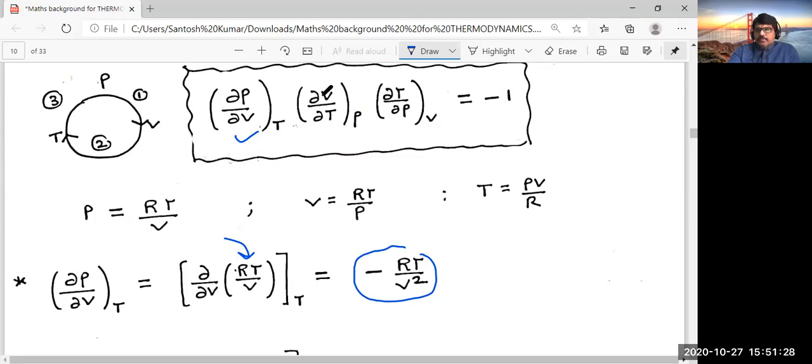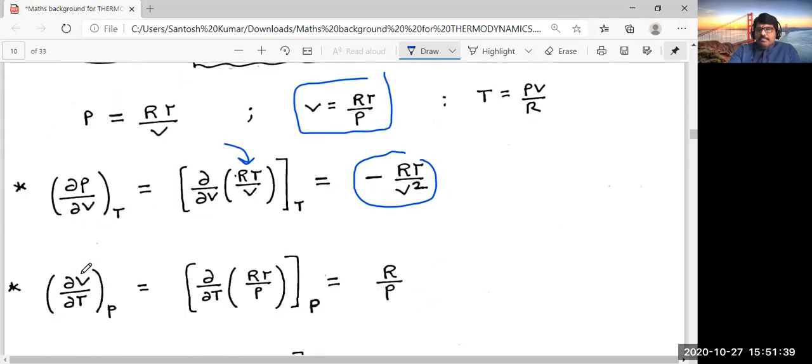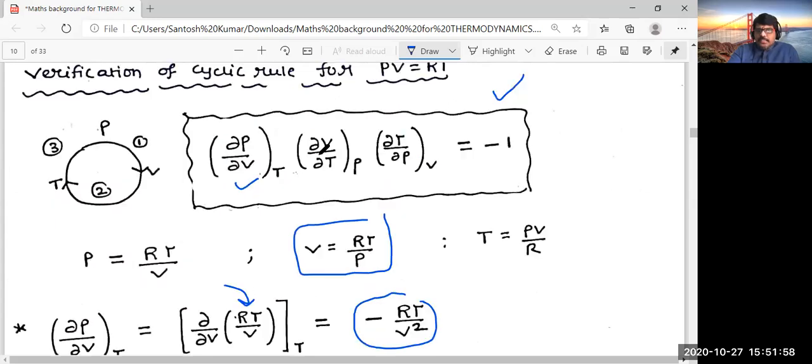Let us find the derivative del V by del T at constant pressure. What is the volume of the ideal gas? V is equal to RT by P, and this is at constant pressure. The differential of T with respect to T is equal to 1. So the result of this second term is R by P.